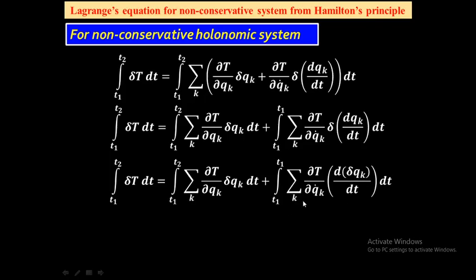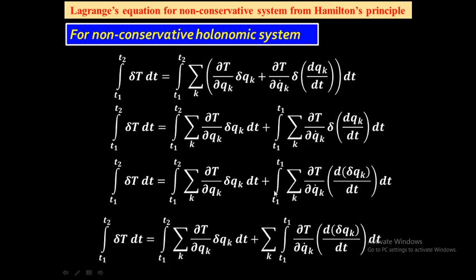Now we will put this summation over k outside the integral, in front. So in this term we brought the summation outside the integral. Now inside the integral we can see two functions. One function is del T by del qk dot and another function is d by dt of delta qk.